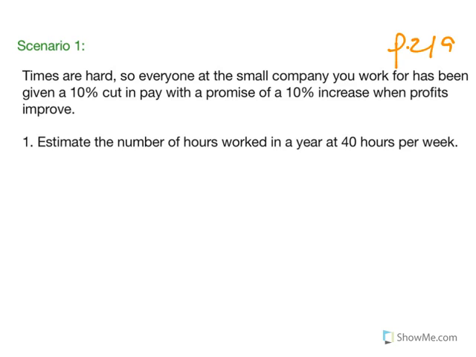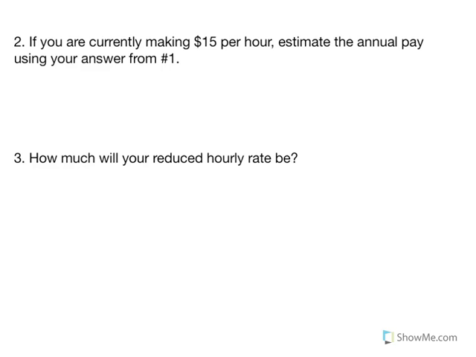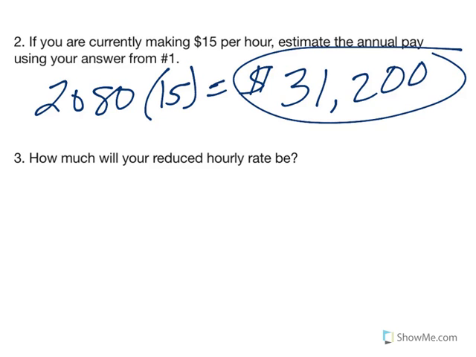So in number 1, we're going to estimate how many hours you work in a year if you work 40 hours a week. Well, 40 hours per week, 52 weeks in a year. You work 2,080 hours. Now, I understand that there are vacation days and paid holidays, but you still get paid for that, right? So you're getting paid for 2,080 hours. Now, in number 2, you're making $15 an hour. So if I work 2,080 hours and I make $15 per hour, my annual salary is $31,200 before the pay cut.